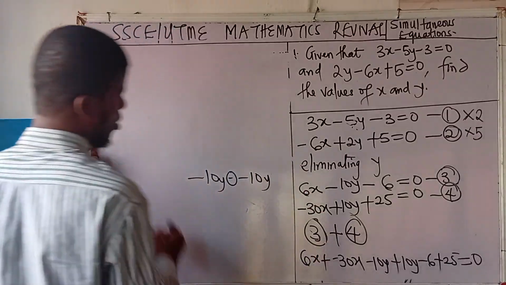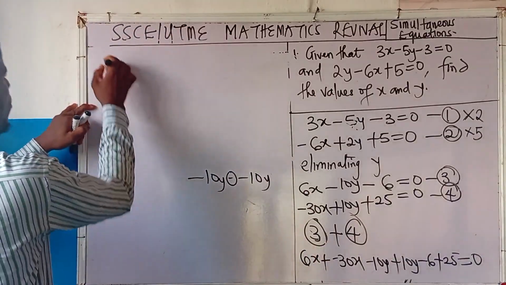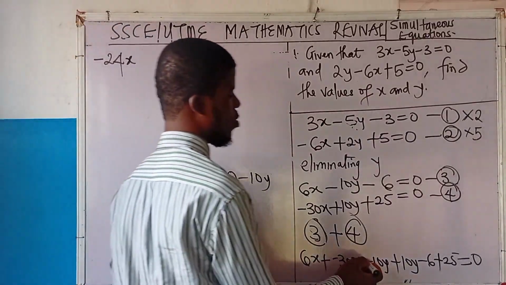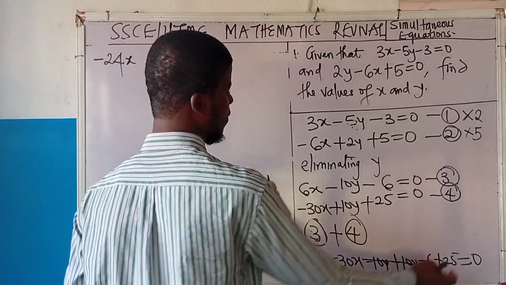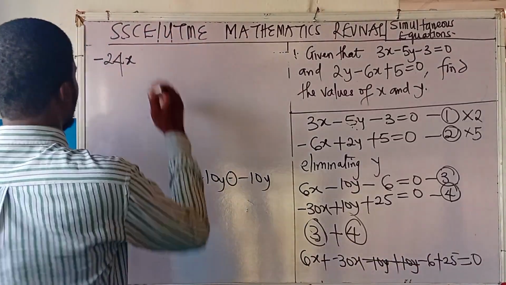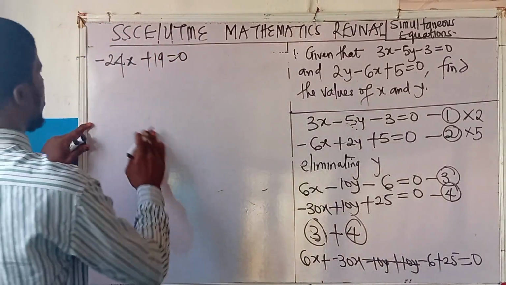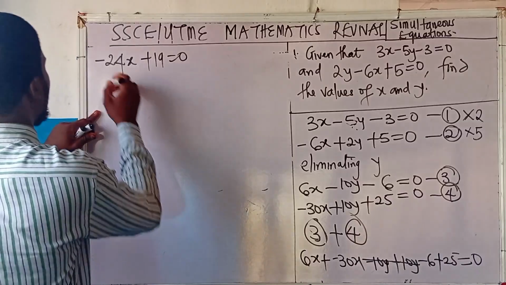6 minus 30, that's negative 24. Negative 24x minus 10y plus 10y is 0. Minus 6 plus 25 is 19. That's plus 19 equals 0. Alright, so what happens? Let's solve for x.